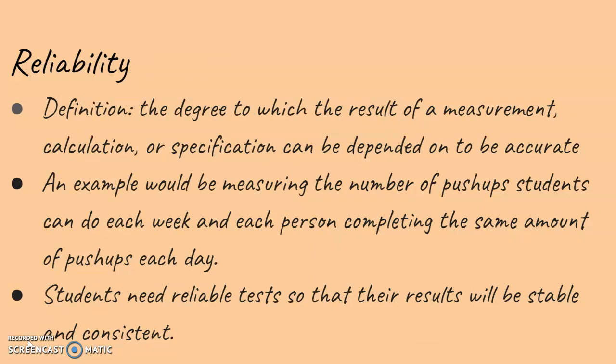Reliability is the degree to which the result of a measurement, calculation, or specification can be depended on to be accurate. An example of reliability is if we were trying to measure the number of push-ups students can do each week, and the person continually provides the same amount of push-ups each day. That is a reliable measurement. Students need reliable tests so that their results can be stable and consistent.